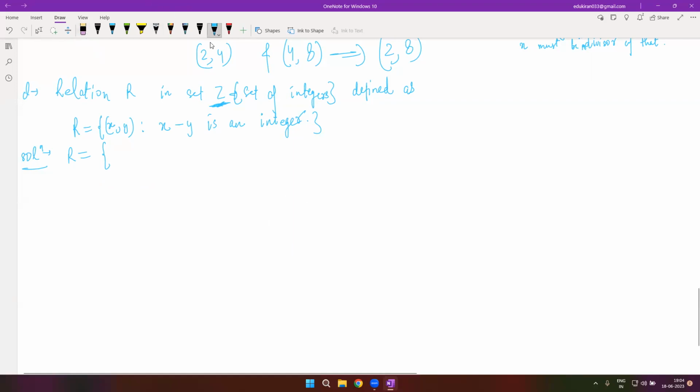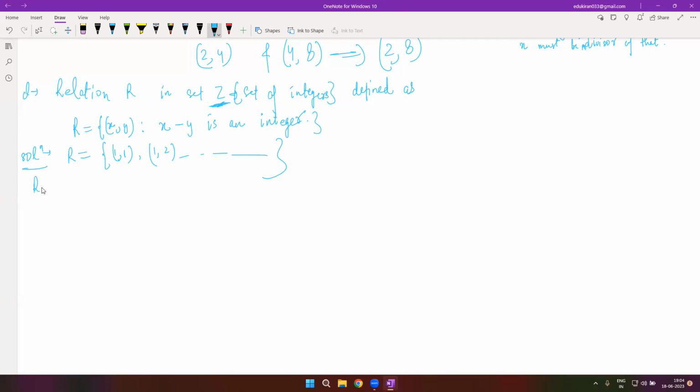But for your help, I'm just writing some of the pairs. 1, 1 will be a pair of this or not? Can you tell me? Yes, you are right, sir. If you put 1 as x and 1 as y, then 1 minus 1 is 0, which is an integer, right? So 1, 1 is there. Then 1, 2 will also be there. And similarly, there will be so many answers. This will be an infinite set, right? But to understand it, now this is one way.